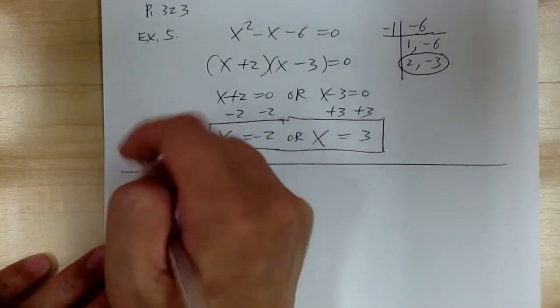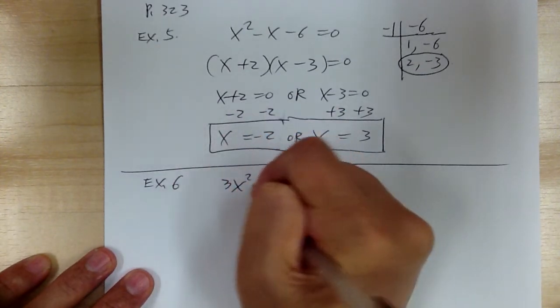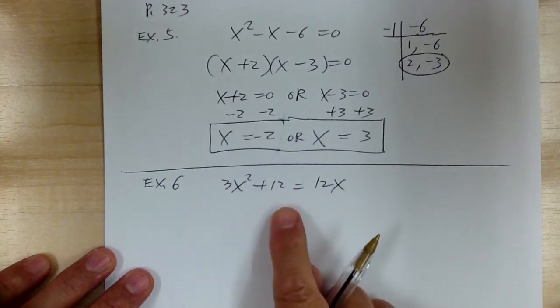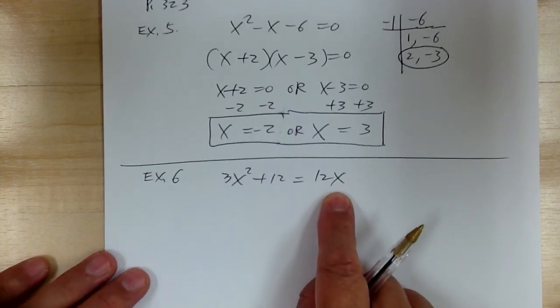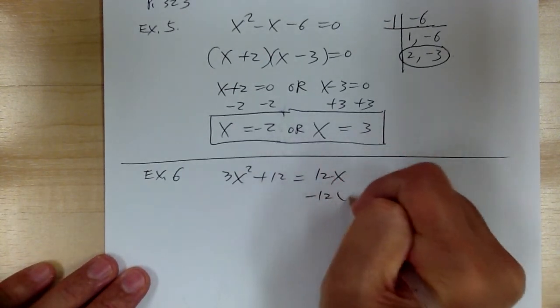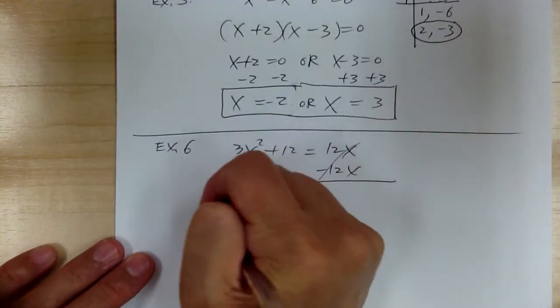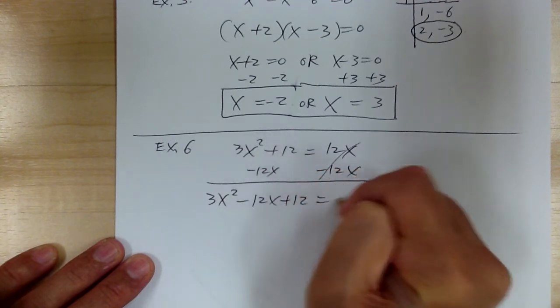Okay, let's go to example 6. You got 3x squared plus 12 equal to 12x. So do not do factoring right now, because in order to use the zero factor property, you have to make sure that the right hand side is equal to 0. So minus 12x on both sides, so this will cancel out. So you're going to get 3x squared minus 12x plus 12 equal to 0.